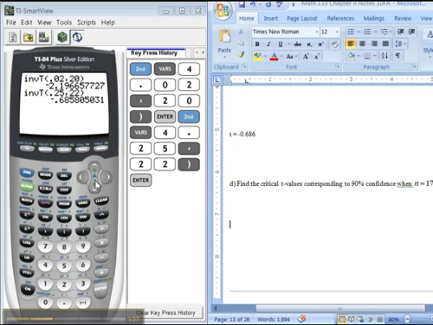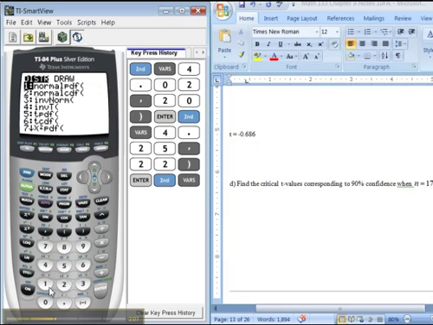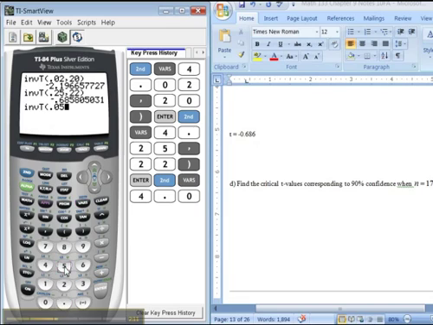What about corresponding to 90% confidence when n is 17? If 90% is in the middle for the confidence, that means that you've got 0.05 in each tail. Together they make 10%. So you would do second distribution, pick number 4, inverse t, 0.05, that's how much is in the left tail, comma 16, because your n is 17, so your degrees of freedom must be 16. Press enter.